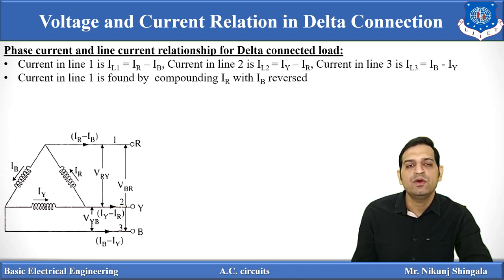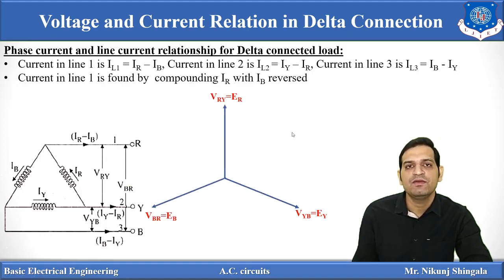So current in line 1 can be found by compounding IR with IB reversed. So we can write current in line 1 as the phasor sum of IR and minus IB. The value of the line current can be found with the phasor diagram. So here you can see three phase voltages ER, EY and EB. Now phase voltages are equal to the line voltages. So ER is equal to VRY, EY is equal to VYB and EB is equal to VBR.